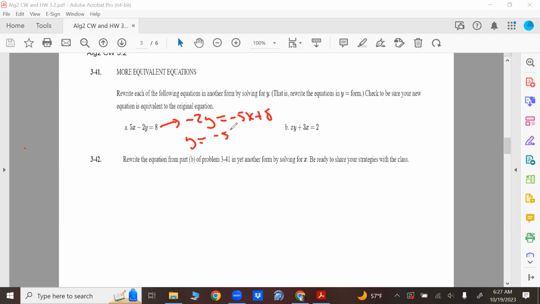So just get y by itself: negative 2y equals negative 5x plus 8, divided by negative 2, easy peasy. And you can leave it like that. You don't need to simplify anymore, it's all good. Here, get y by itself: xy equals 2 minus 3x, divide by x, (2 minus 3x) over x, boom, boom, boom, easy peasy.